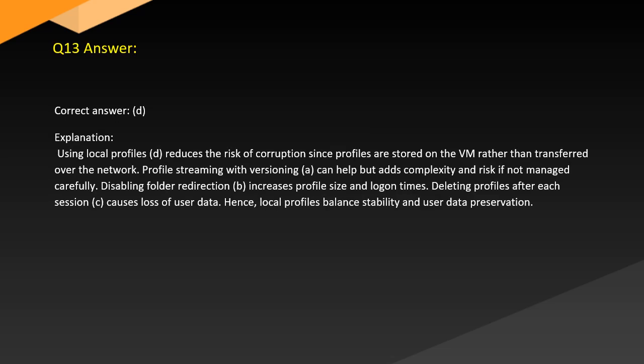Answer. Correct answer: D. Explanation. Using local profiles (D) reduces the risk of corruption since profiles are stored on the VM rather than transferred over the network. Profile streaming with versioning (A) can help but adds complexity and risk if not managed carefully. Disabling folder redirection (B) increases profile size and logon times. Deleting profiles after each session (C) causes loss of user data, hence local profiles offer stability in user data preservation.